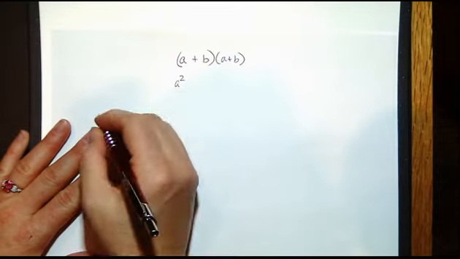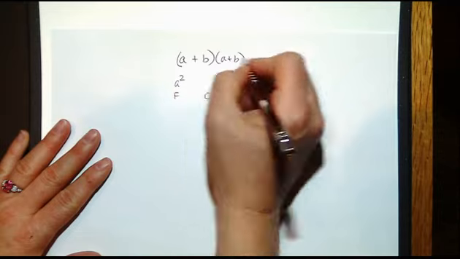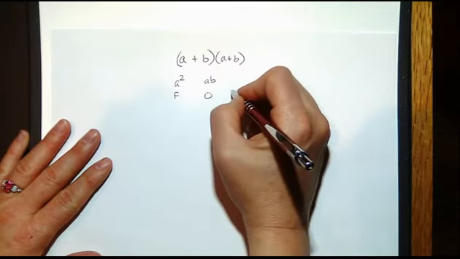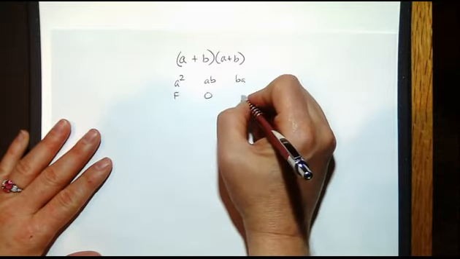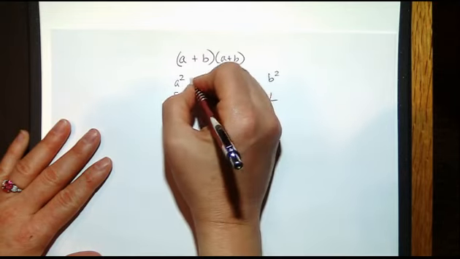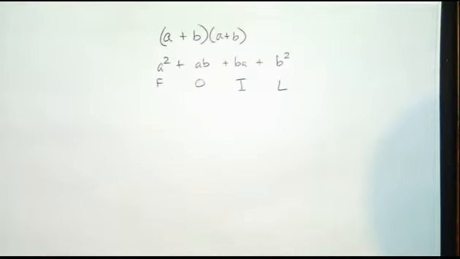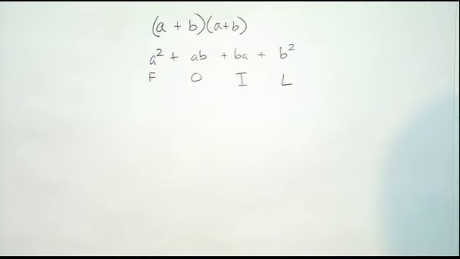So this is going to be, if we use first, outer, inner, last. So first is here. The outer is AB, right? Inner is BA. And last is B squared. So that's actually how we get A plus B squared. It's by using the FOIL method, first, outer, inner, last.